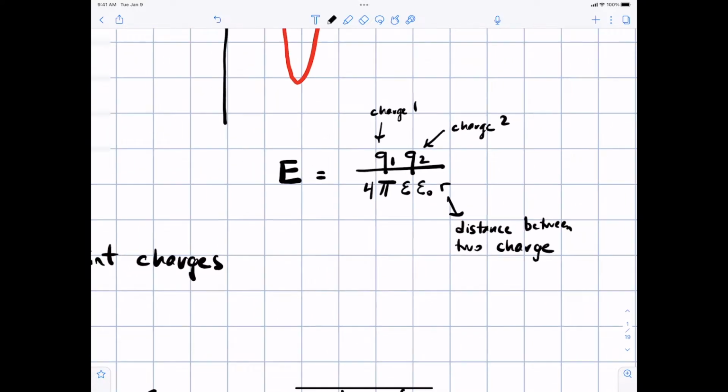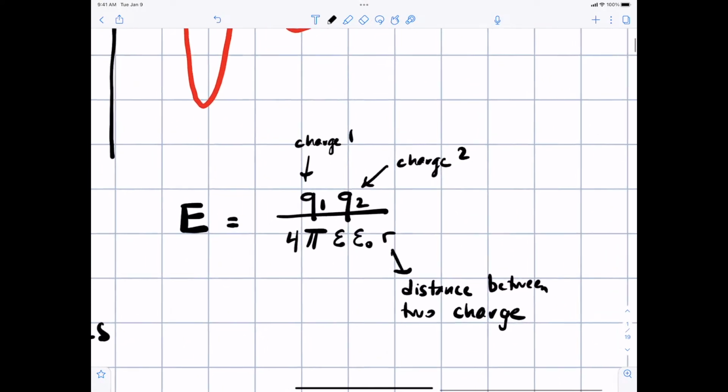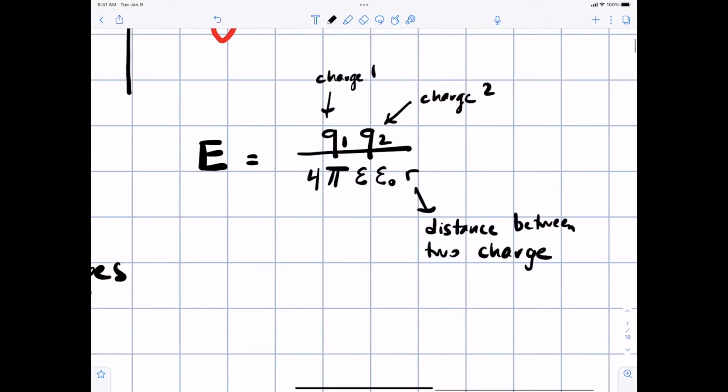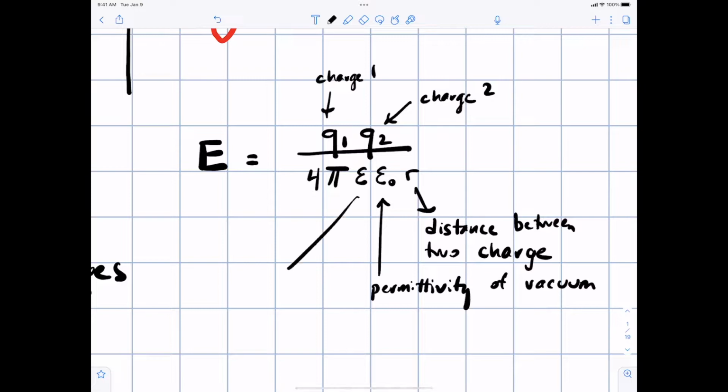Pi is the number. Let's talk about what these epsilons mean. This epsilon here is called the permittivity of a vacuum, and it basically describes how responsive a vacuum is to an electric field. And I don't totally understand what that means, but the other epsilon is called the dielectric constant.